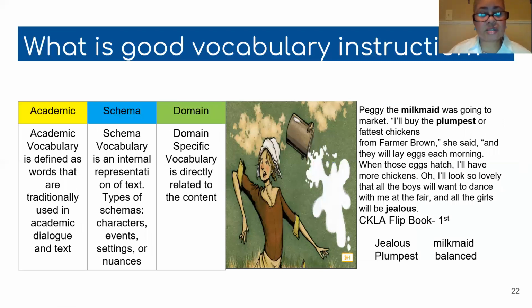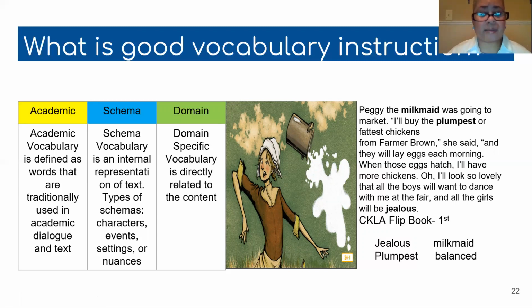Well, in this image, there are some particular vocabulary given: jealous, plumpest, milkmaid, balanced. As we look at this picture, you will read: Peggy the milkmaid was going to the market. "I'll buy the plumpest or fattest chickens from Farmer Brown," she said, "and they will lay eggs each morning. When those eggs hatch, I'll have more chickens. Oh, I'll look so lovely that all the boys will want to dance with me at the fair, and all the girls will be jealous."